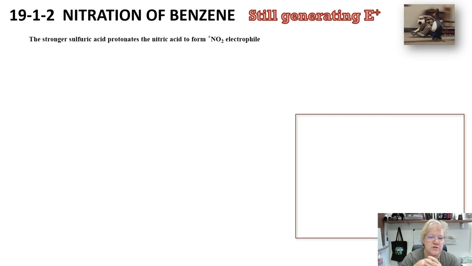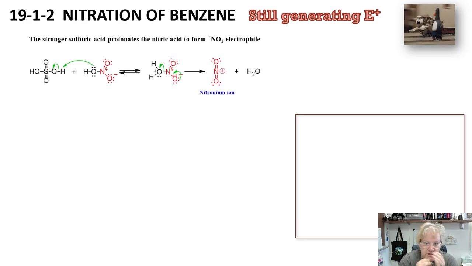All right, so moving on. We did halogens, so let's look at nitration. Still getting that electrophile. Our reagents to form our NO2 plus electrophile are sulfuric acid and nitric acid. The nitric acid pulls the proton off the sulfuric acid, and then we get this complex formation, which pushes these electrons onto here to form water.